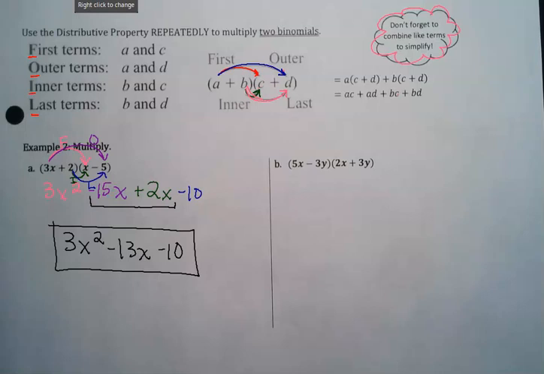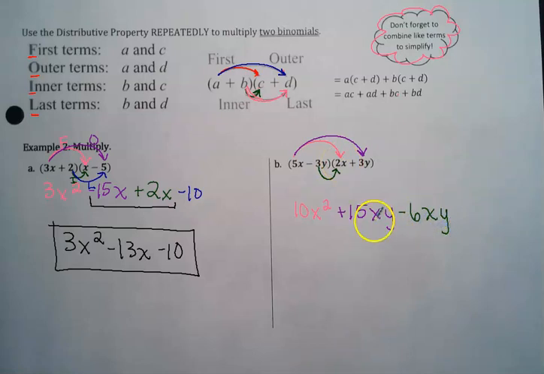All right, so let's tackle B. Our first terms, 5x times 2x: 5 times 2 is 10, x times x is x squared. Our outside terms, 5x times a positive 3y: 5 times 3 is 15, and I have an x times a y, so I have xy. Totally fine. My inner terms, negative 3y times 2x: negative 3 times 2 is negative 6. I have y times x, so I'm going to put them in alphabetical order, xy, so it's easier for me to see the like terms.